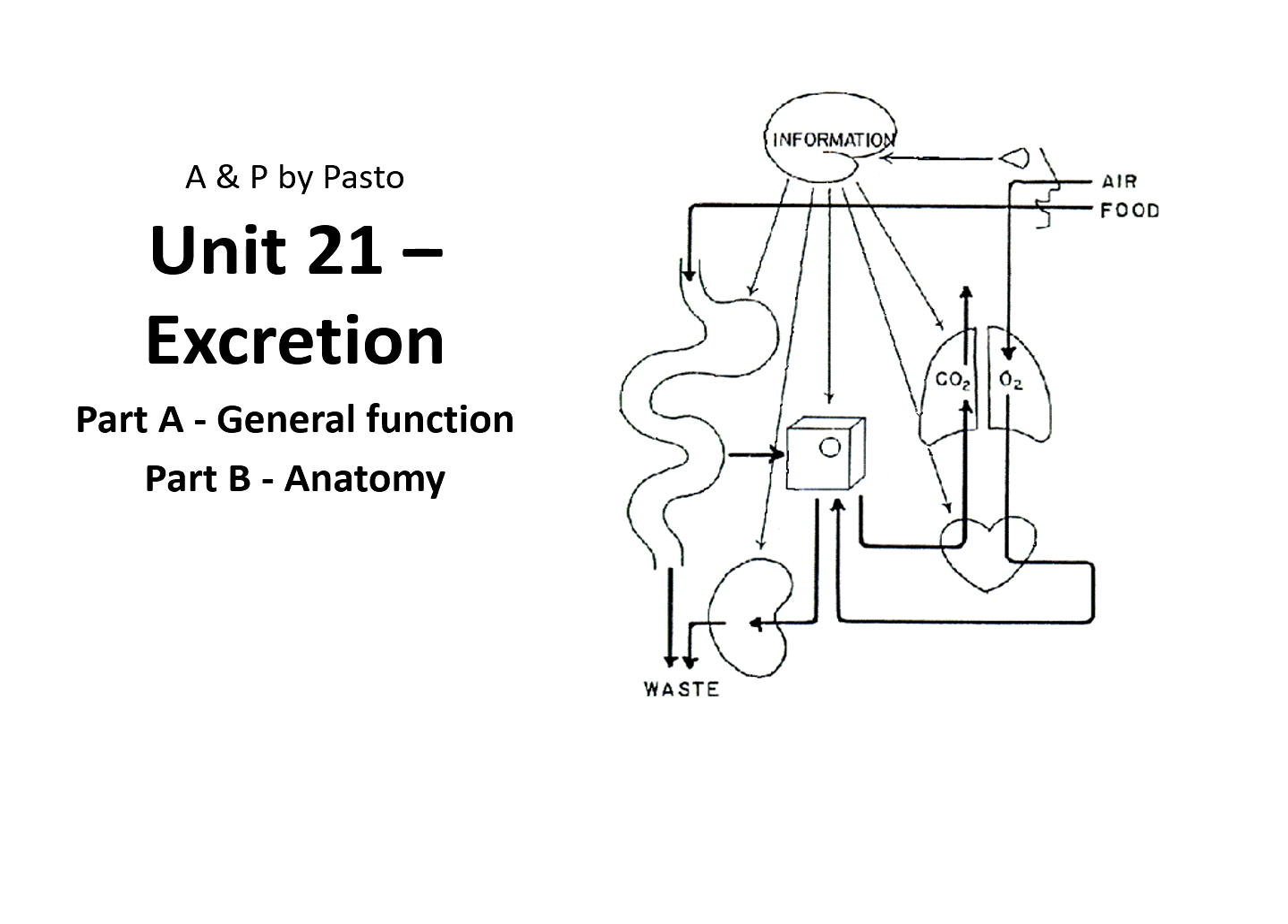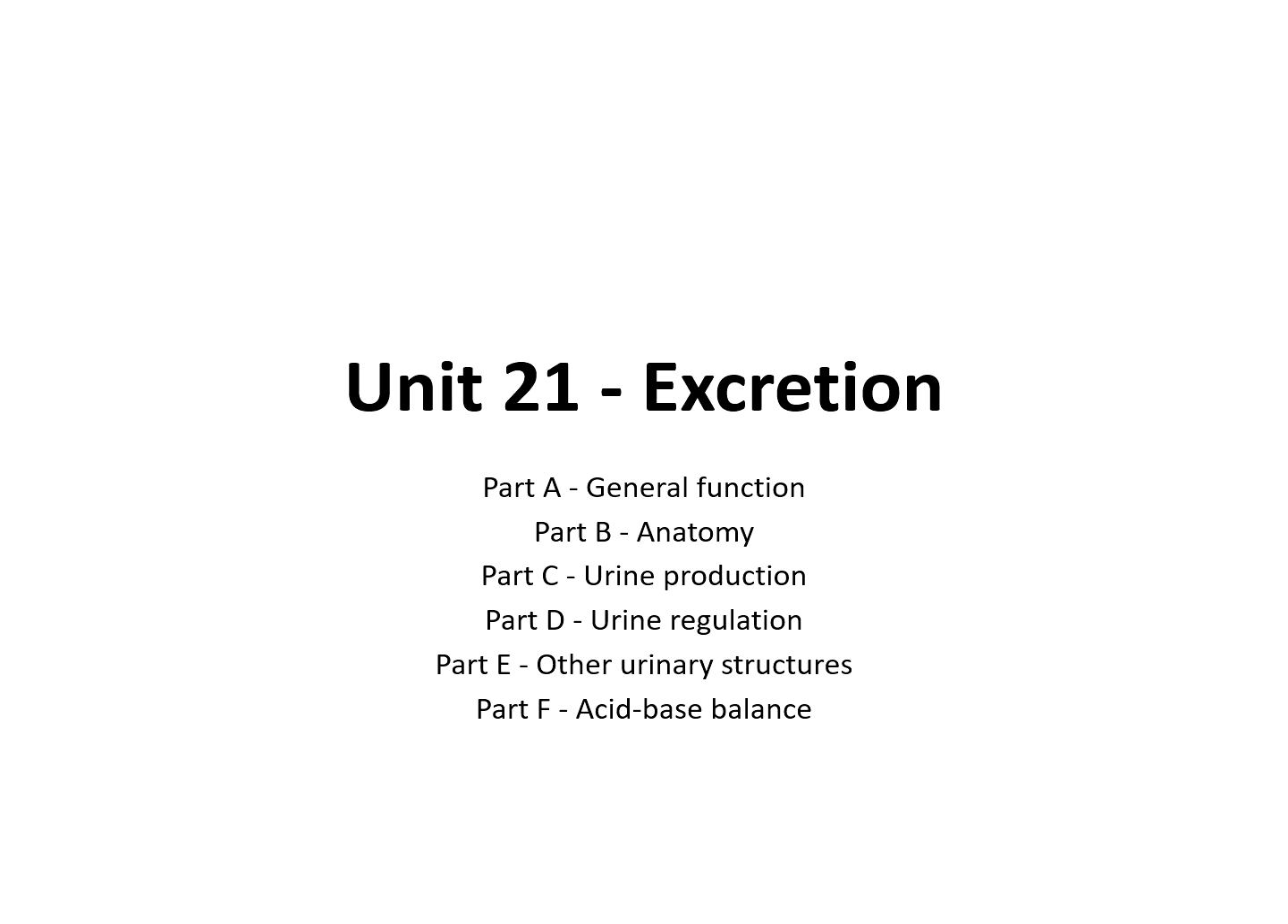This is Unit 21, excretion. Hang on tight because this is pretty complicated. We'll begin with Part A, general function, and Part B, anatomy. This unit consists of 6 parts divided into 5 videos. This video is Parts A and B, as mentioned.